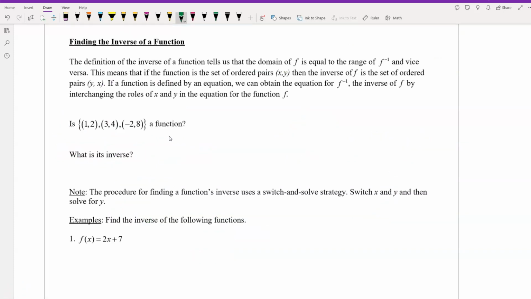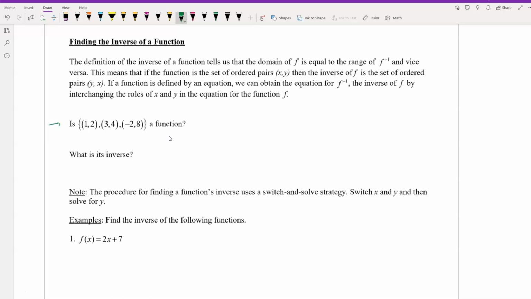When we have ordered pairs, in this case (x, y), then the inverse of this ordered pair is (y, x). We switch the order. So instead of (x, y), we have (y, x) for the inverse.